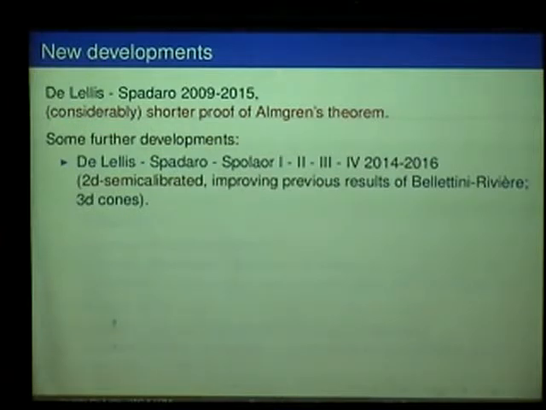In particular, in these papers, we handle 2D semi-calibrated currents, generalizing previous results of Bellettini and Rivière, and three-dimensional cones. So for cross-sections of three-dimensional cones, now we know that if these cones are area minimizing, they have isolated singularities. Actually, Spolaor in 2017 also handled the case of semi-calibrated currents in any dimension.